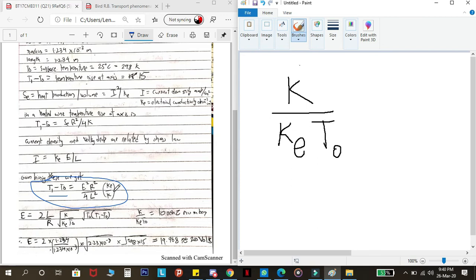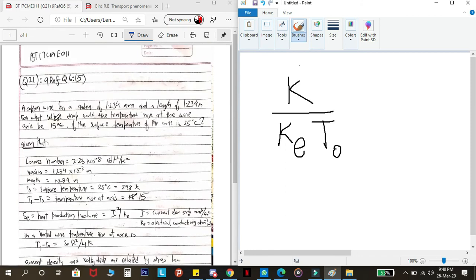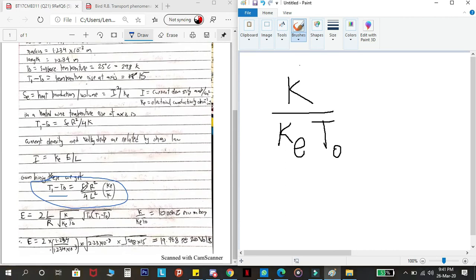We can see that we have some of these terms over here, T naught, ke, k, all of these are reminiscent of the Lorentz number. So now when we rewrite this to get what we've been asked to find in the question, the voltage drop, E is our voltage drop here. So when we rearrange these terms, we get E is equal to this formula over here, 2L by R into root of k by ke T naught into root of T naught into T1 minus T naught. We get this by multiplying and dividing by T naught, so that we can write it in this format.